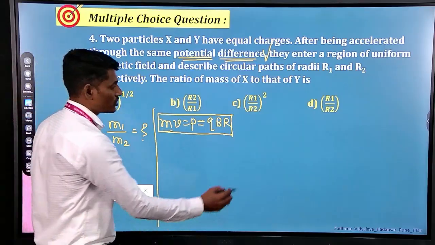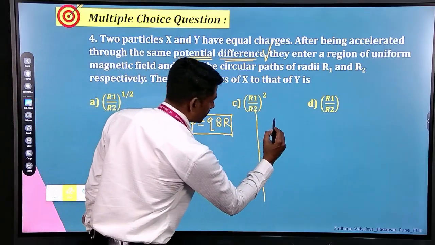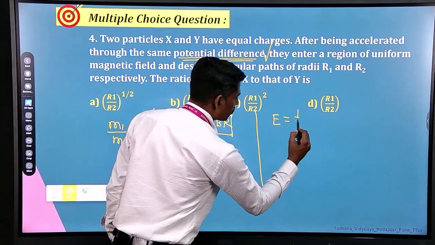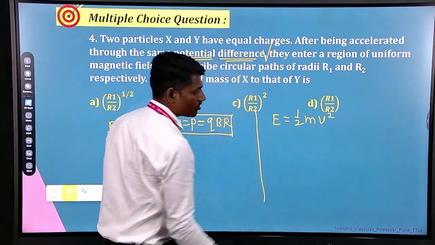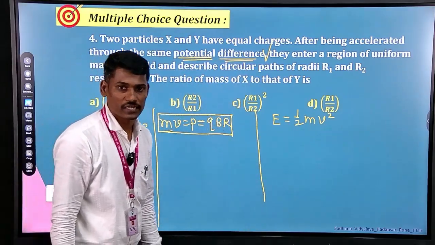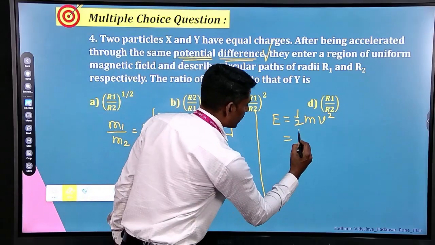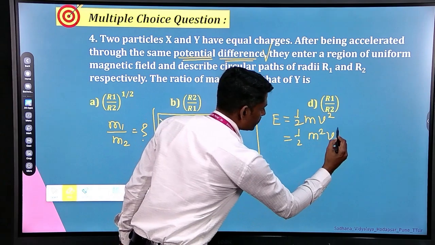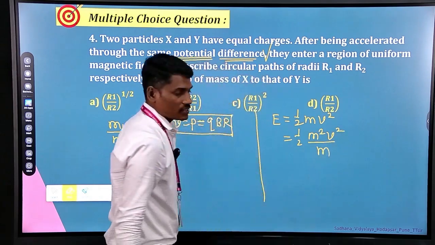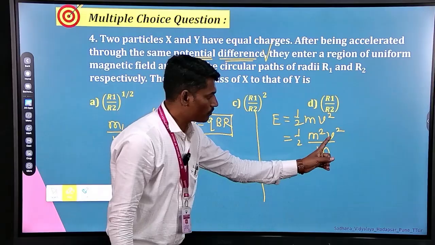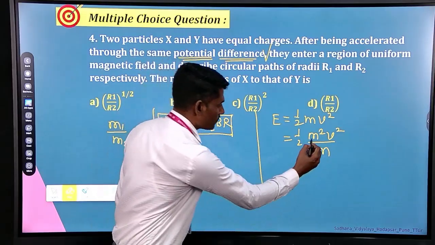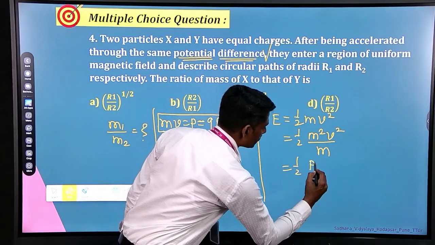What is the kinetic energy? You know that kinetic energy, suppose E, is equal to half mv square. What is v here? v is its linear velocity. Here we multiply and divide by m, we get half m square v square upon m. What is m into v? m into v is the momentum. Therefore here we get half p square upon m.